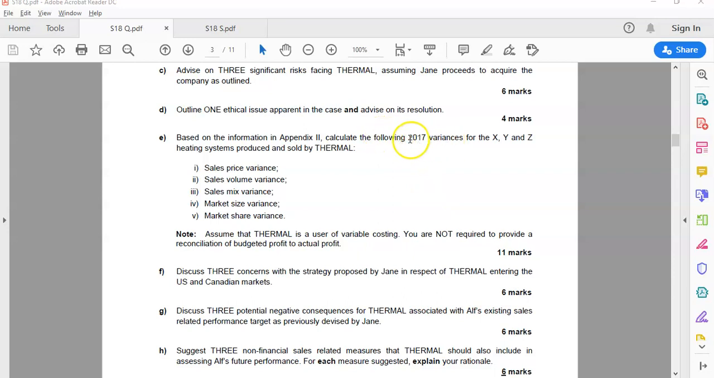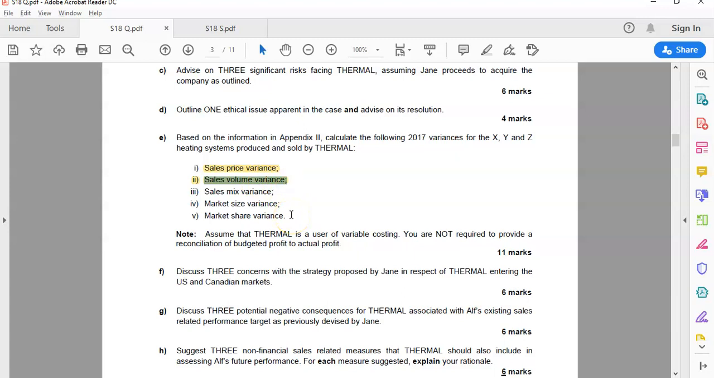They want you to calculate the 2017 variances for X, Y, and Z heating systems, and they're asking for 5 different variances: sales price, sales volume, sales mix, market size, market share. Now, what we're going to add in there as well is sales quantity, because you should know from your cheat sheets that you've already done, these two are cap 1 variances, sales price and sales volume. But this particular variance, the sales volume variance, can be split into sales mix and sales quantity, or it can be split into market size and market share.